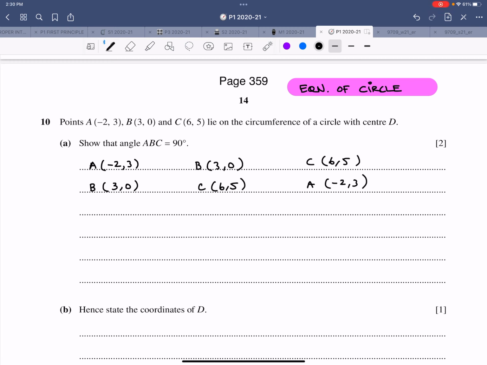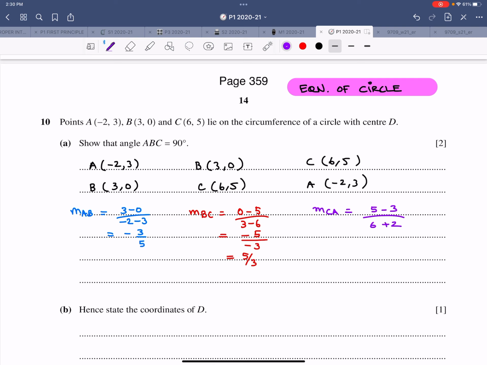I'll use gradient. So the gradient of AB is (3 − 0) over (−2 − 3), so that is 3 over 5 with a negative sign. Next, the gradient of BC is (0 − 5) over (3 − 6). That is −5, and 3 − 6 is −3, so that becomes plus 5 over 3. No need to go to the third one, but if you want, you should. CA is (5 − 3) over (6 − (−2)), that is 6 + 2.